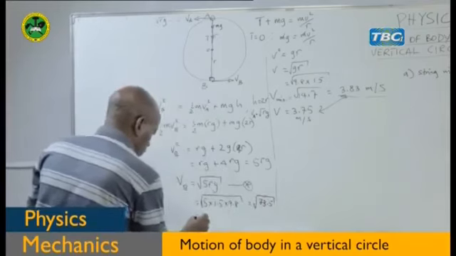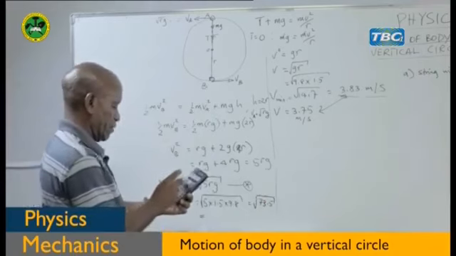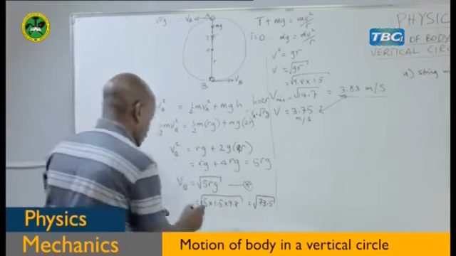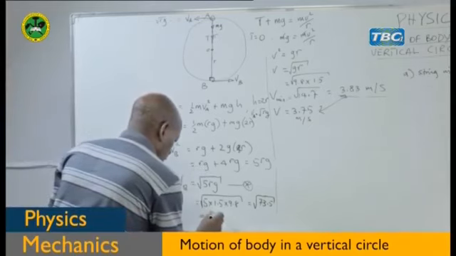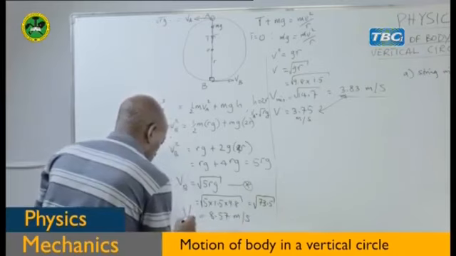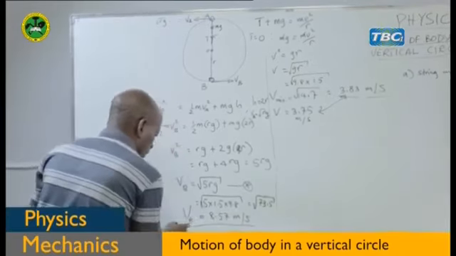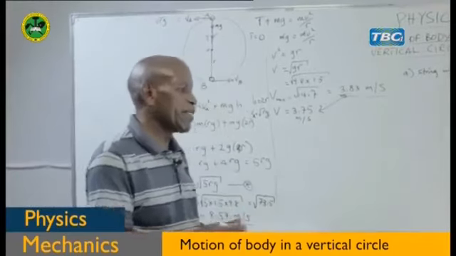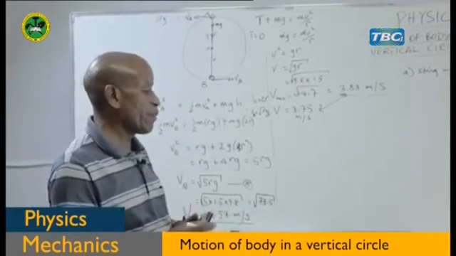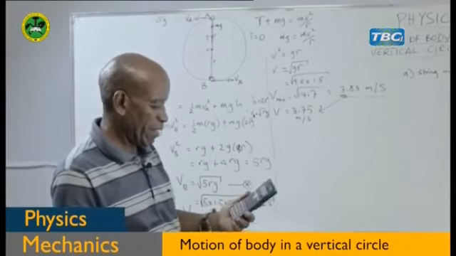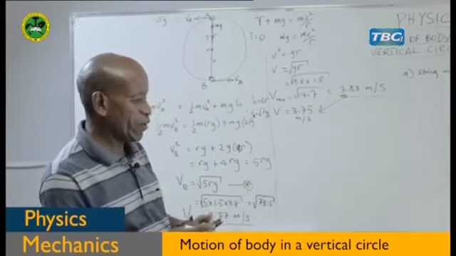So if you look at the square root of that, you are getting 8.57. So this is the minimum velocity, or minimum speed, when this bucket passes at the lowest point. This is the minimum velocity whenever this particular bucket passes at the lowest point.